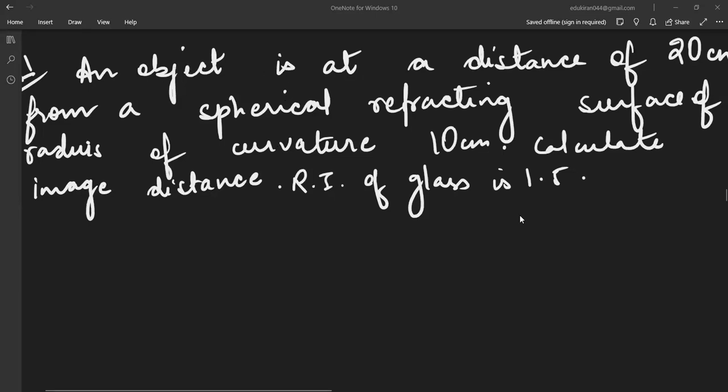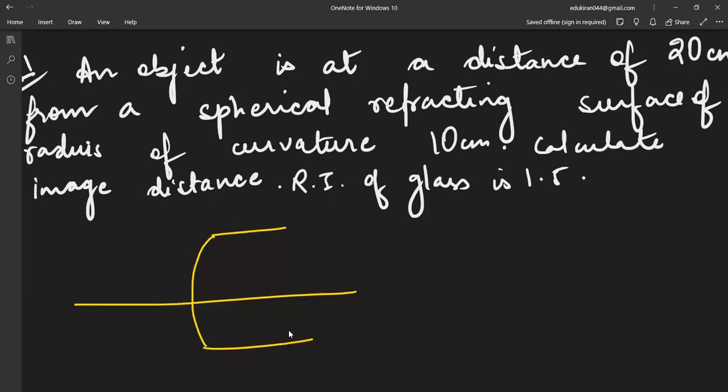Let's discuss this. An object is at a distance of 20 centimeters from a spherical refracting surface of radius of curvature 10 centimeters. Calculate image distance of refractive index of glass 1.5. See, this is basically like this. You are having a surface. This portion here, let's say this is 1, this is 2. This is 1.5 glass. Here we'll take 1 only. Light ray is coming in this direction. So this is the object which is kept at a distance of 20 centimeter from the pole.